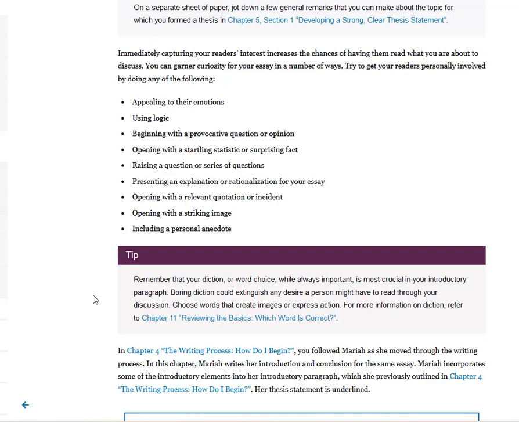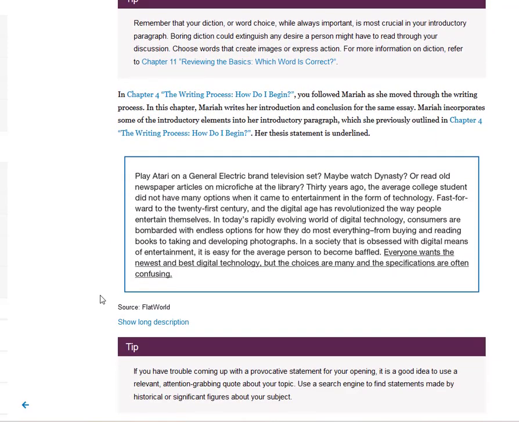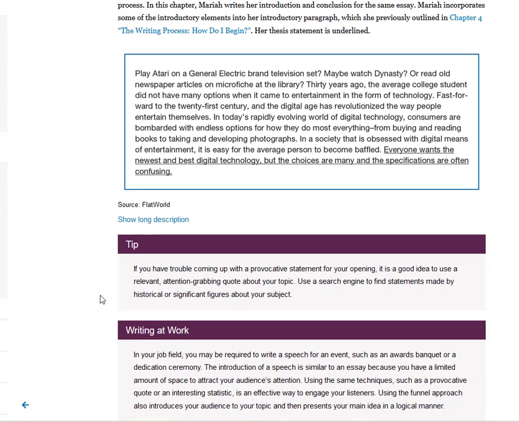So these are all different ways you can not only hook your reader, but also different ways in which you can write your introduction. So here is an example introduction.